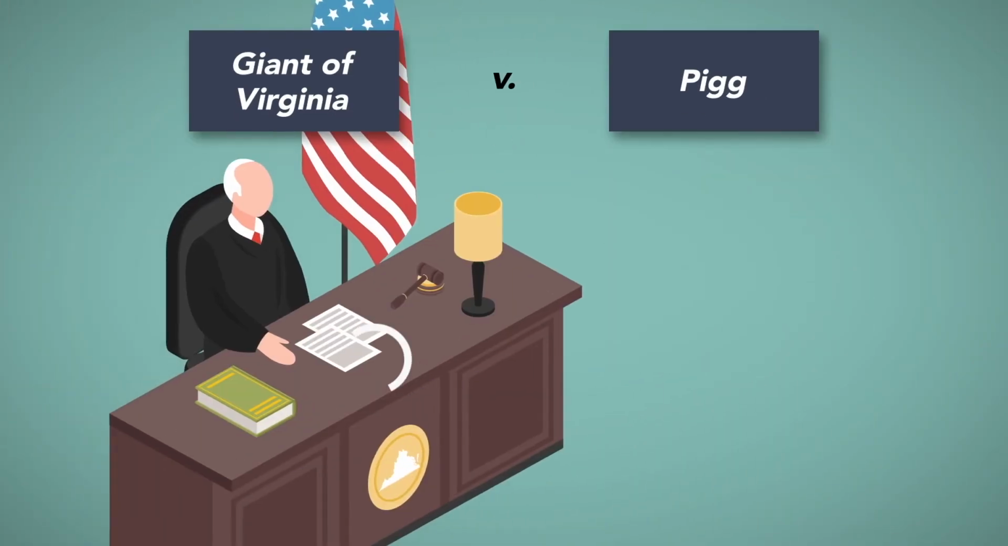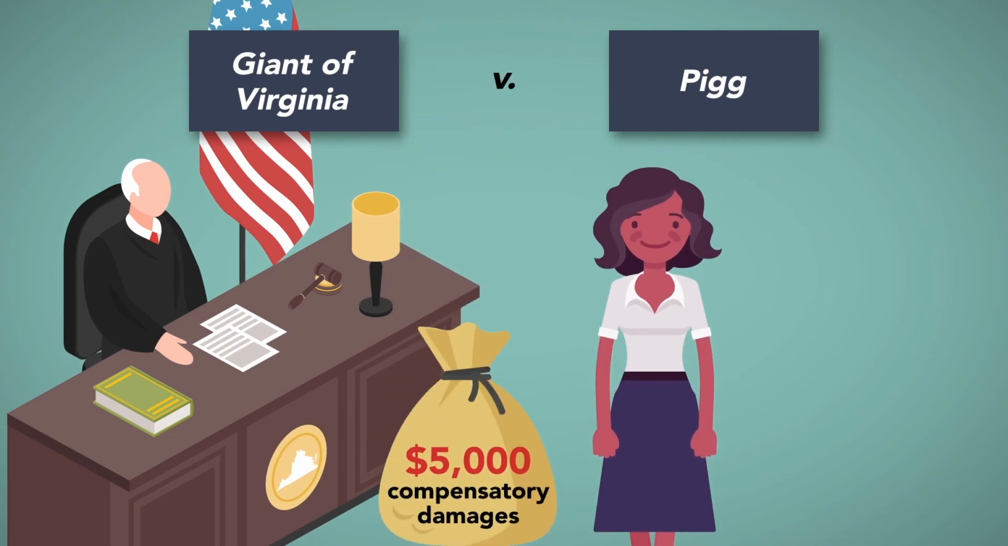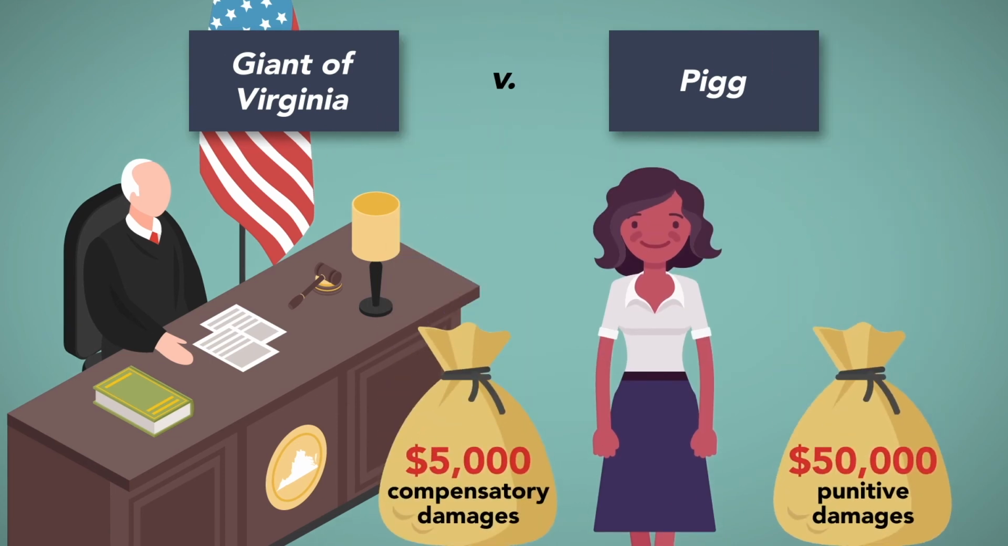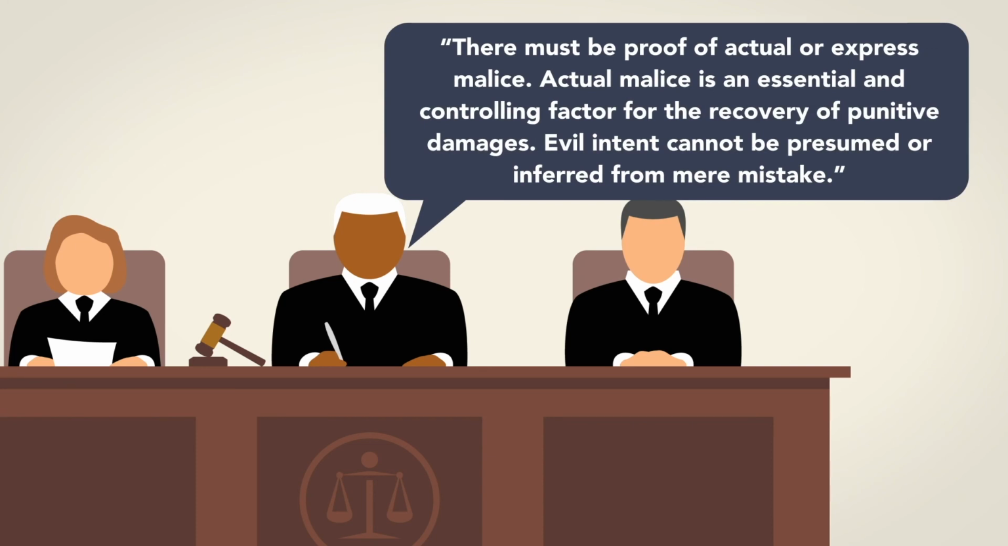In Giant of Virginia v. Pig, the Virginia court examined the awarding of punitive damages under Virginia's malicious prosecution statute. The plaintiff was awarded $5,000 in compensatory damages and $50,000 punitive damages at trial. On appeal, the court determined that the case was not proper for punitive damages, stating that there must be proof of actual or express malice. Actual malice is an essential and controlling factor for the recovery of punitive damages. Evil intent cannot be presumed or inferred from mere mistake.